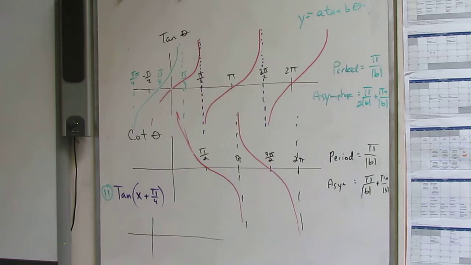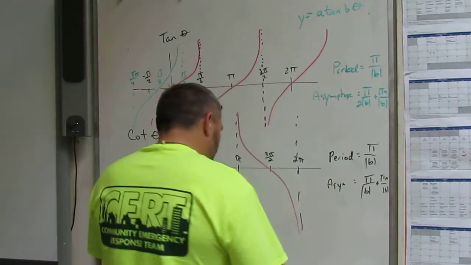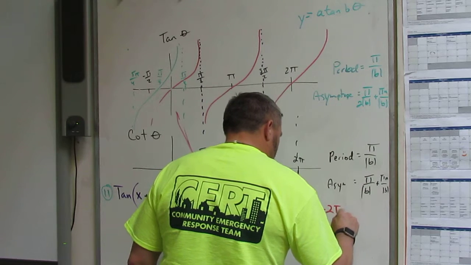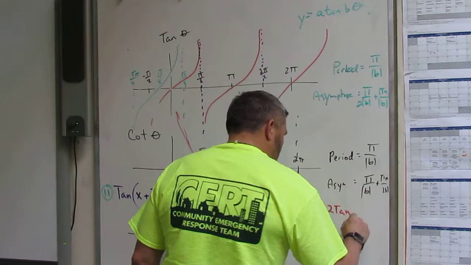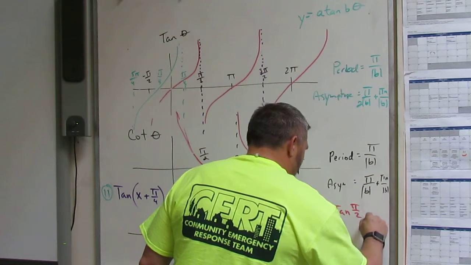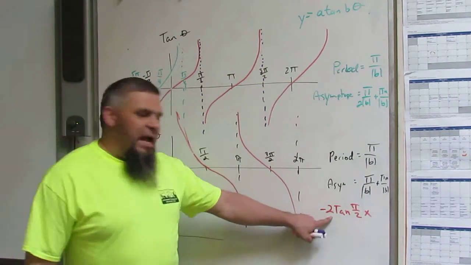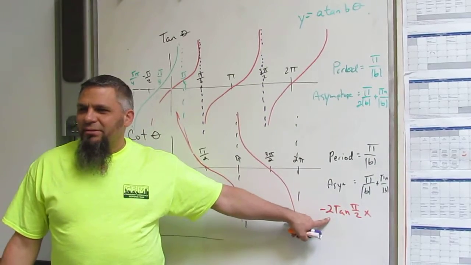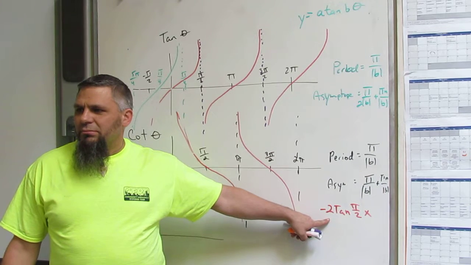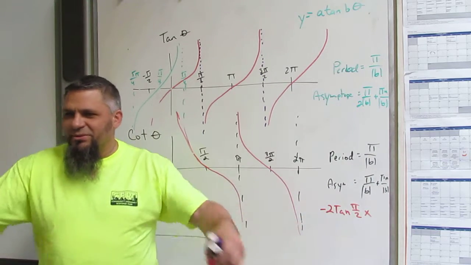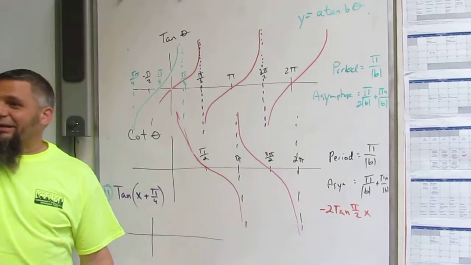So 13 says -2 tangent pi over 2x. Alright. 13 says -2 tangent pi over 2x. Right? Now, do we care what we do to the amplitude? Is that going to matter? -2 times infinity. What is that? Still infinity, right? It's still going to go really high, right?